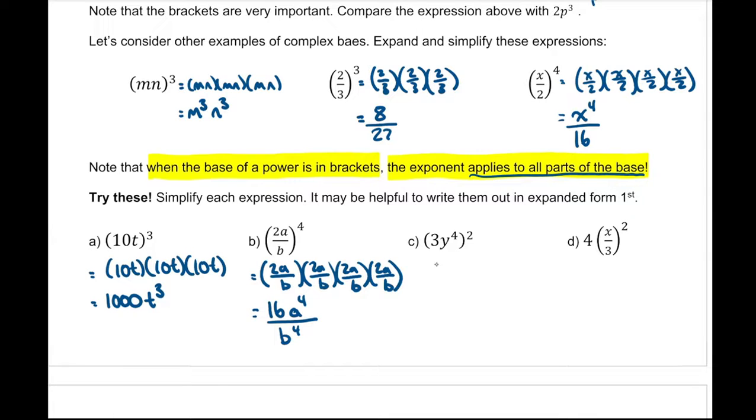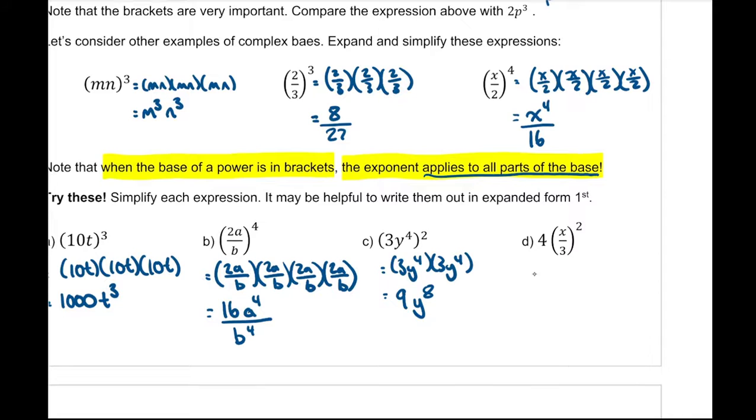For C, 3y to the power of 4 times 3y to the power of 4. Again, because of that exponent 2, that means there's two of these brackets together. Again, I can multiply the numbers together. 3 times 3 is 9. Y to the power of 4 times y to the power of 4. So I'm going to use my power laws of multiplying powers, which means I have to add the exponents. So 4 plus 4 gives me 8.